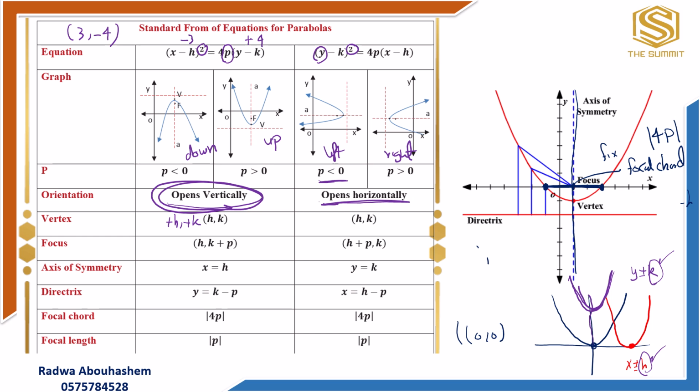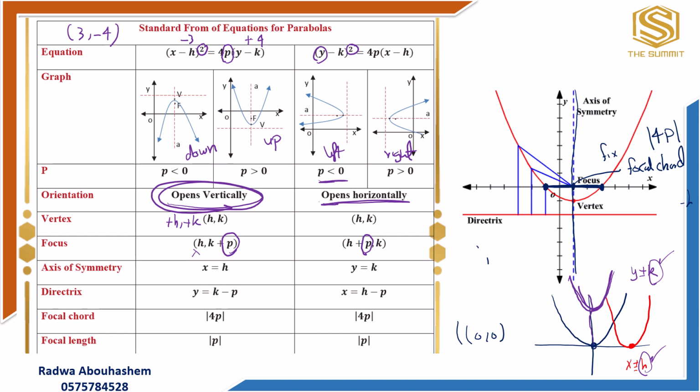The focus here, if it's open vertically, you're going to leave the H alone and add the B to the K. If it's open horizontally, you're going to add the B to the H. So if you need the focus, it's just the vertex, but you add the B. If it's open vertically, you add it to the K. If it's open horizontally, you add it to the H.